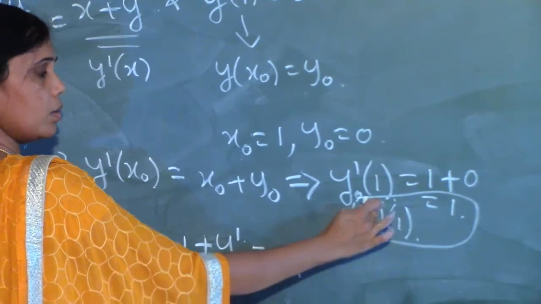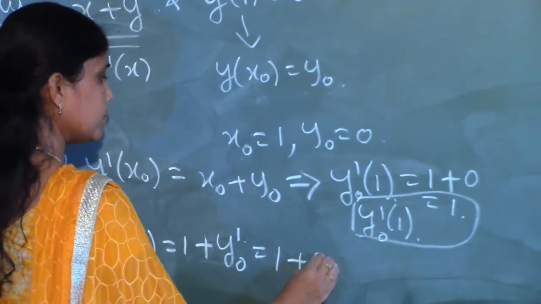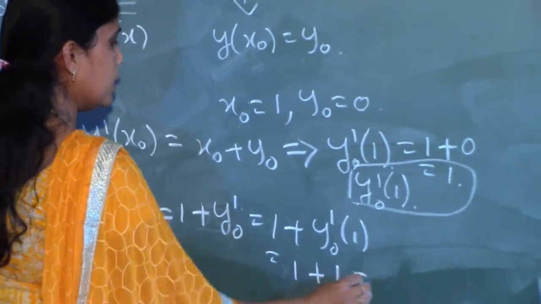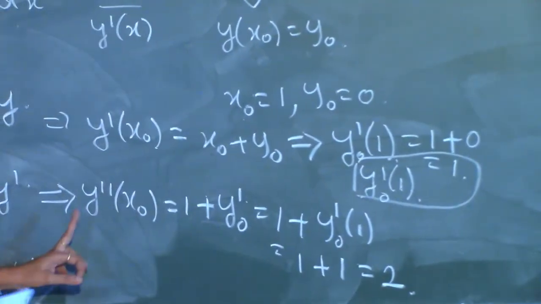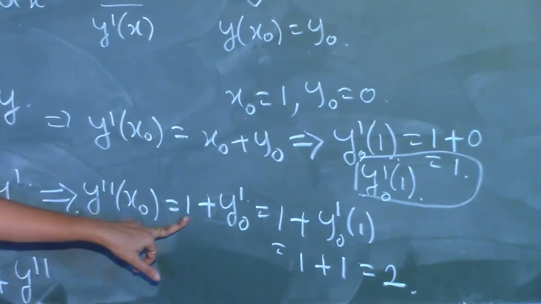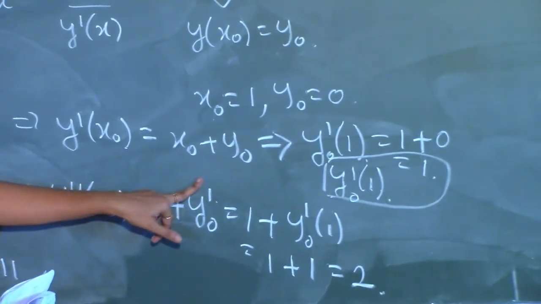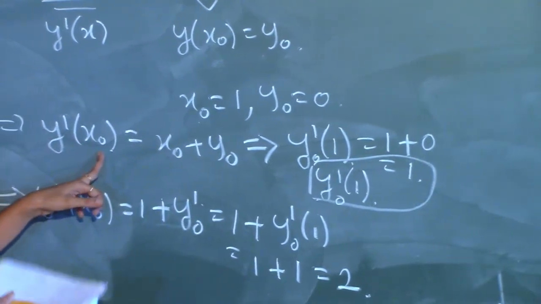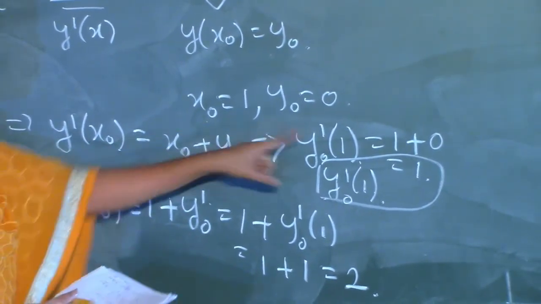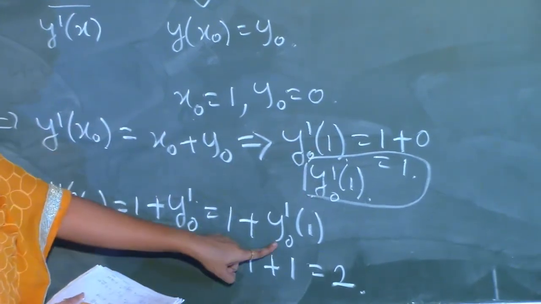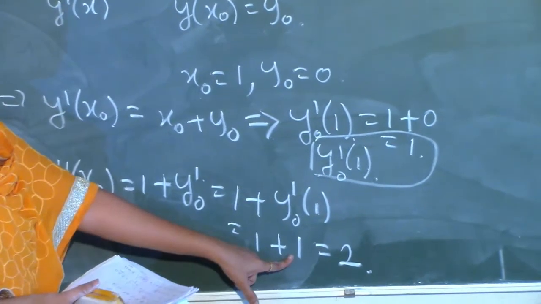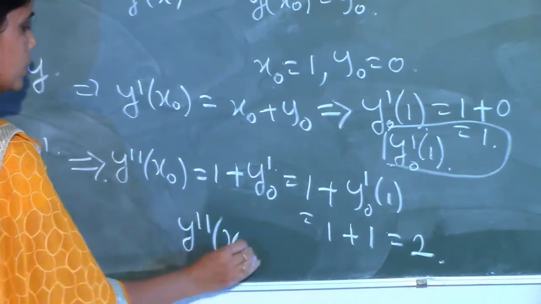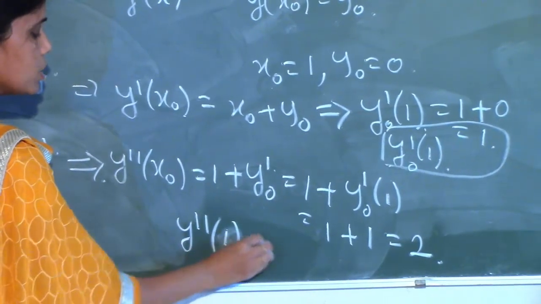Y naught dash of 1 is 1. 1 plus 1, that is equal to 2. So y double dash of x naught is equal to 1 plus y naught dash. Y naught dash is nothing but the value of y dash at x is equal to x naught. So here your x naught value is 1. Therefore y naught dash of 1, its value is 1. 1 plus 1 is 2. This is your y double dash of x naught value or y double dash of 1.